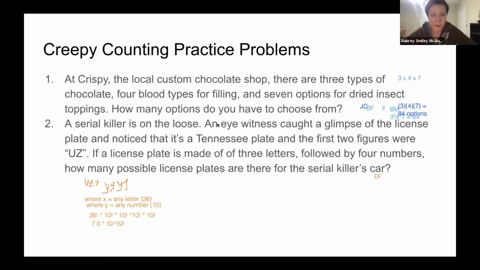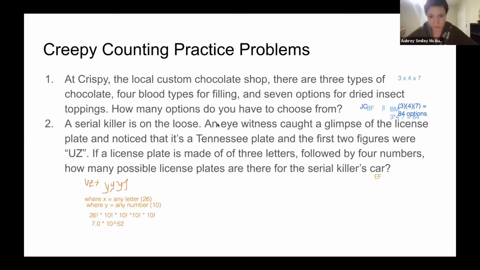So I would say for now, until we show the combinations and permutations with replacement, we're going to leave the factorials. I would solve that 26 times 10 times 10 times 10 times 10. Right. So if you can't reuse a letter or a number, then it would be that.